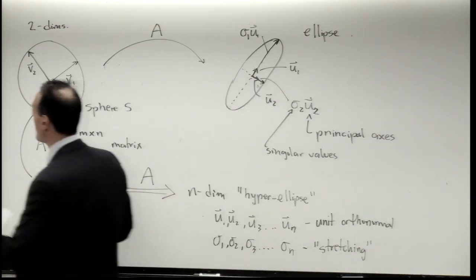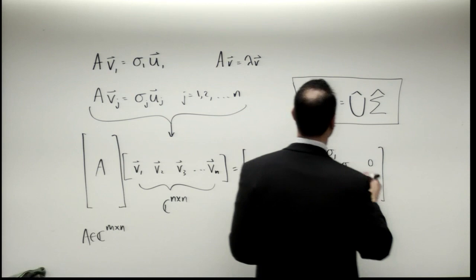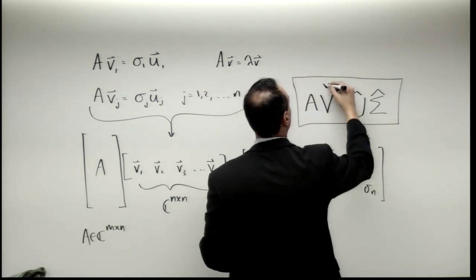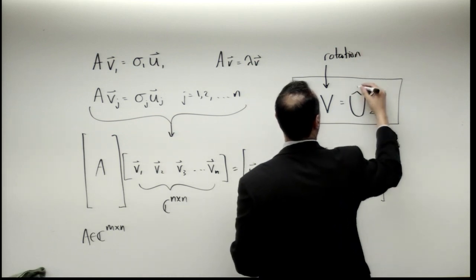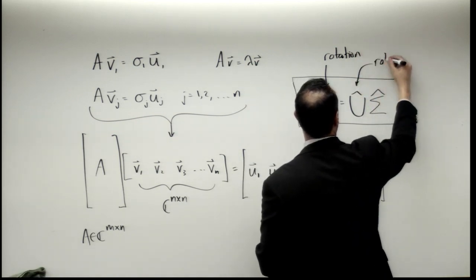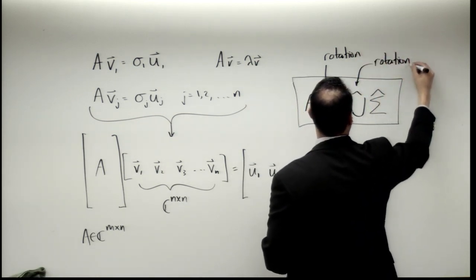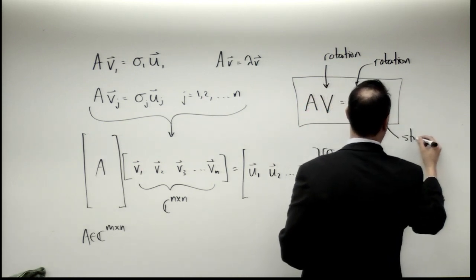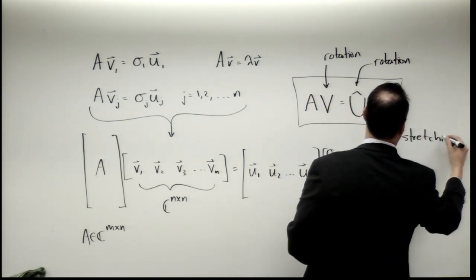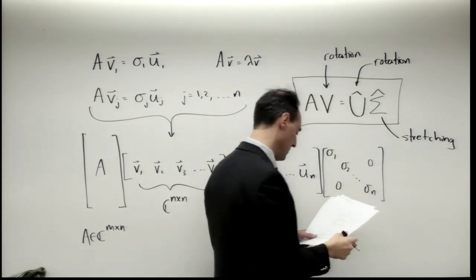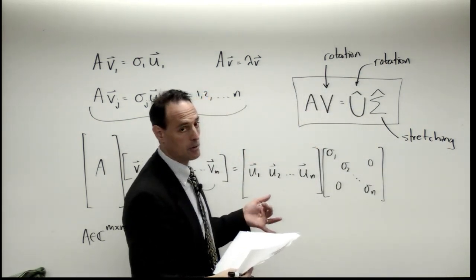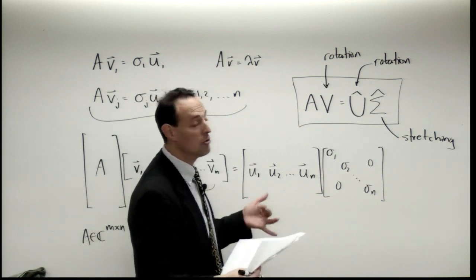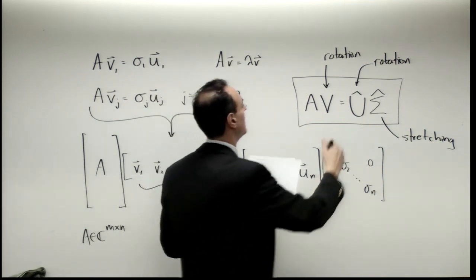So one way to think about this matrix here, then, is to say, well, the V's, this is like a rotation matrix. This is also like a rotation matrix. And this is your stretching. Now there's a fancy name for a rotation matrix. It's called a unitary transformation.